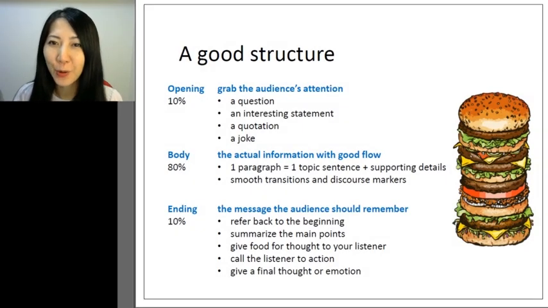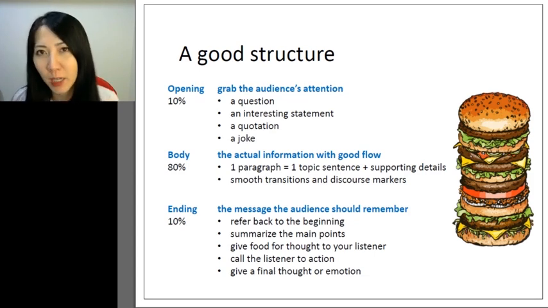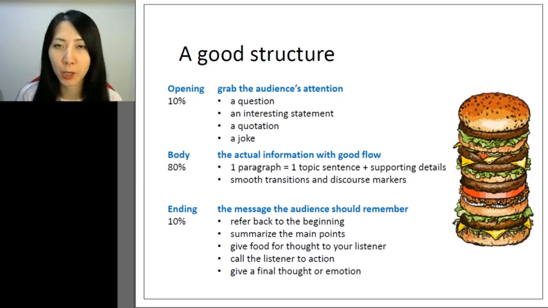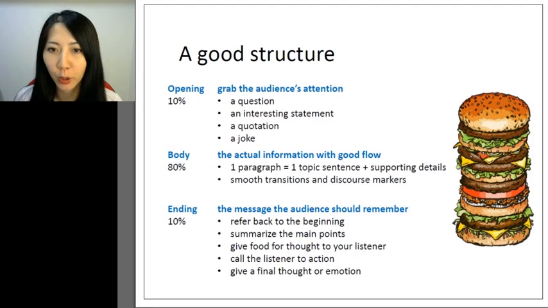The body should provide the actual information with good flow. Many talks follow a paragraph format of a topic sentence, then following the many supporting details. Of course, there are also transitions and discourse markers that guide the listener. In a hamburger, the meat, the lettuce, the tomatoes are the paragraphs, and the ketchup or the mustard are the transitions or discourse markers. Don't worry though, we will introduce more about this in the next video.